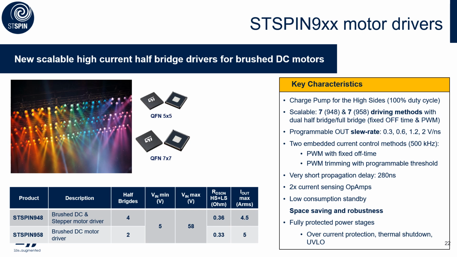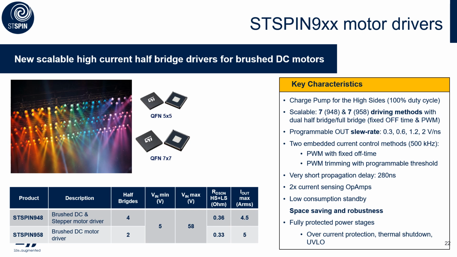If we look now at the table on the lower left side, we see the two part numbers. The STSPIN948, which comes with 4 half bridges with a voltage range from 5 up to 58 volts, and an RDS(on) for the high and low side of 360 milliohm. The STSPIN958 has 2 half bridges, the same voltage range, and a slightly lower RDS(on) for the high side and low side of 330 milliohm.